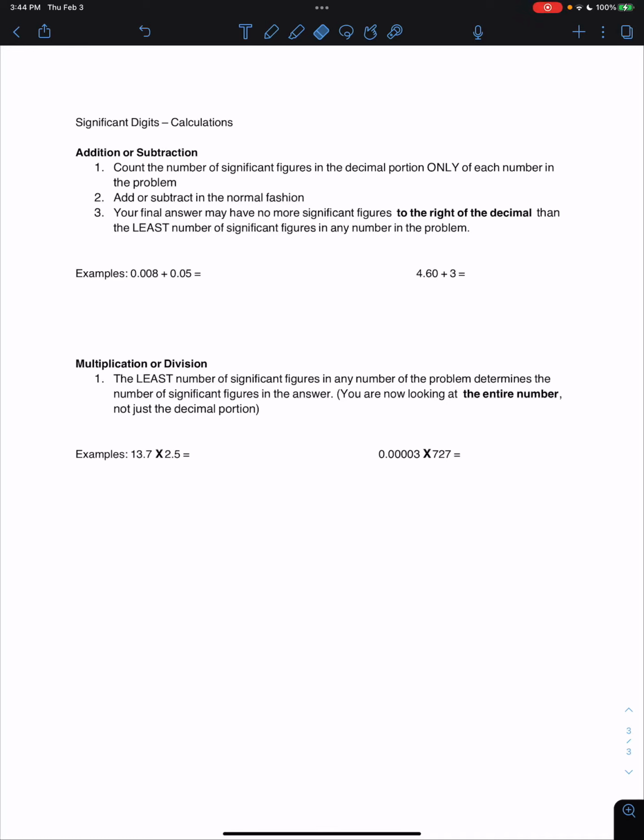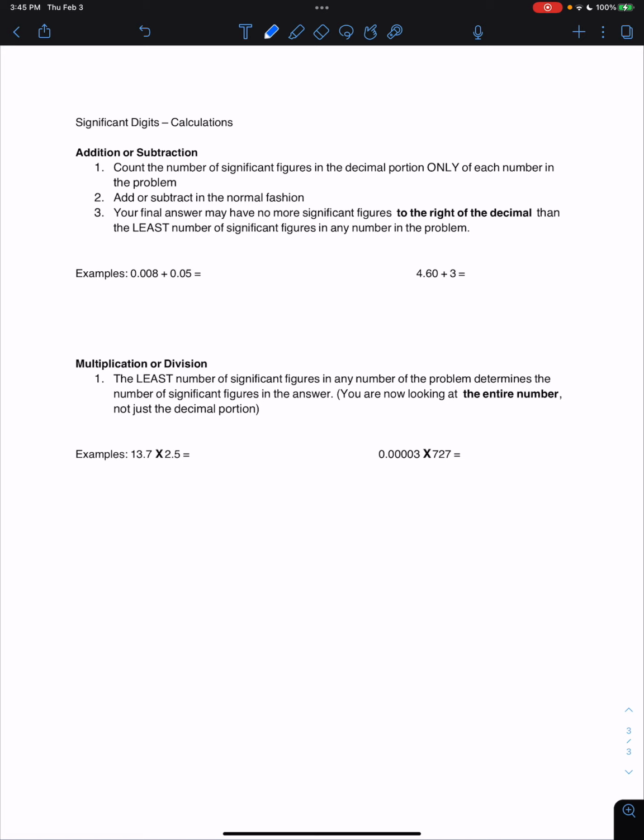Once you have become familiar and comfortable with finding significant digits for individual numbers, you will want to discover how to find significant digits for numbers that have been calculated. There are different rules for addition and subtraction and for multiplication or division. We're going to talk in this video about addition or subtraction, and then in the next video about multiplication or division.